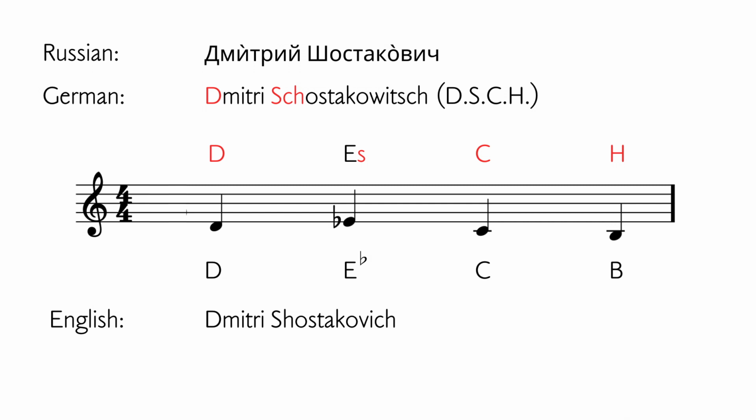Throughout the piece, Shostakovich uses a short motif made up of just 4 notes. But what's particularly interesting about these 4 notes is that using German names for notes, they spell out the first initial and 3 letters of his surname, D-S-C-H, which sounds like this.